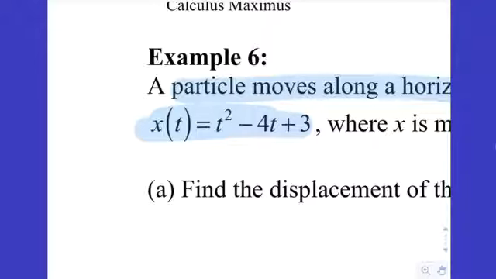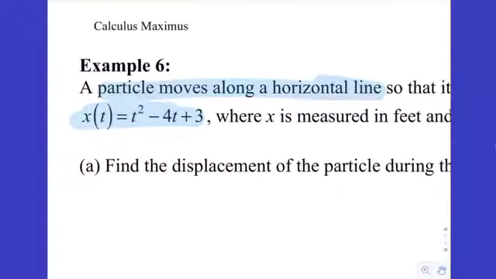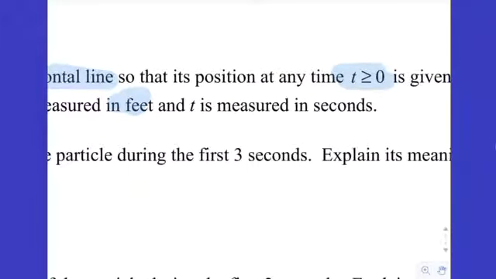X of t is equal to t squared minus 4t plus 3. So if I plug in any value of t greater than or equal to 0, I will know exactly what the x value or the x position of that particle is on the x-axis, essentially. Where x is measured in feet and t is measured in seconds. So now we know we have units. So that's a unit alert. We're going to have to put units on every one of our final answers.